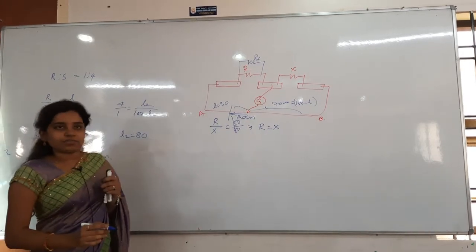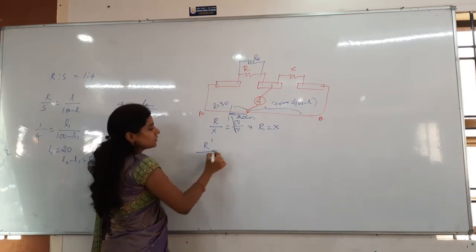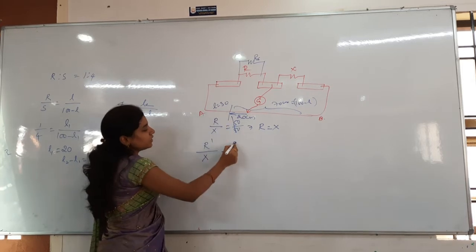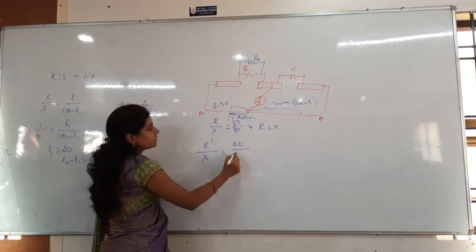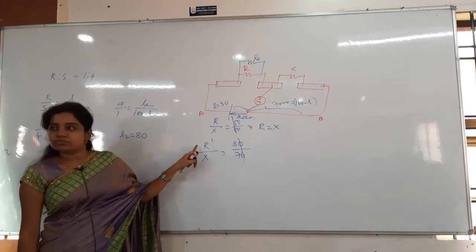Now you take the formula again. Let me take that after shunting, we are getting the net resistance as R dash. R dash by X is equal to how much ratio? 30 by 100 minus L, which is how much? 70. So 3 by 7. Now what is this R dash?